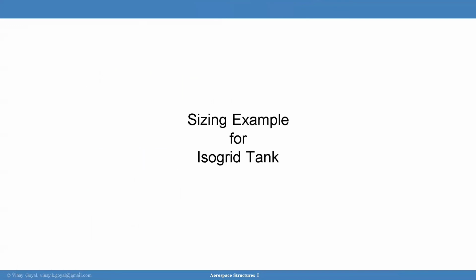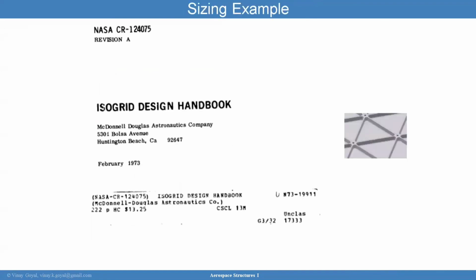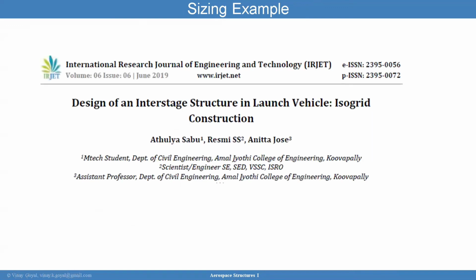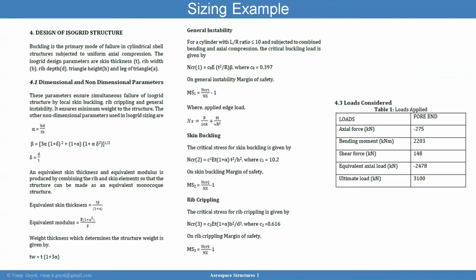A quick example of a sizing example for Isogrid. I don't want to go into extensive detail, but if you download this paper, this Isogrid Design Handbook, NASA CR 124075, it will give you a great understanding on how to size a tank, for example. Here's a great paper that shows the design of an interstage structure in a launch vehicle, Isogrid construction. I invite you to download that paper because it shows some great hand calculations.